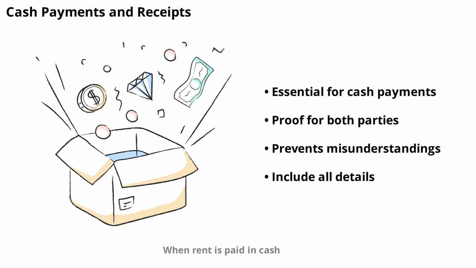When rent is paid in cash, issuing a receipt becomes even more important. Unlike electronic payments, cash leaves no automatic record. A rent receipt provides both the tenant and landlord with proof that the payment was made and received. This can prevent misunderstandings and protect both parties if questions arise later. Always insist on a receipt for cash payments and make sure it includes all the necessary details.